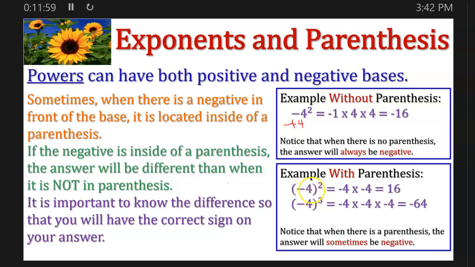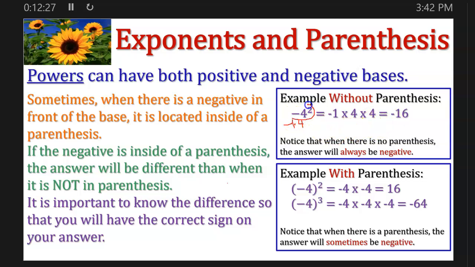Okay, so -4 in parentheses to the second power. Now we are squaring both the negative and the 4. Up here, we only squared the 4, and this -1 kind of got left to the side, okay? Here, we're squaring all of it. So we're going to end up doing -4 times -4. And of course, when you're multiplying and the signs are the same, you end up with a positive answer. So this one ends up being positive 16 instead of -16.